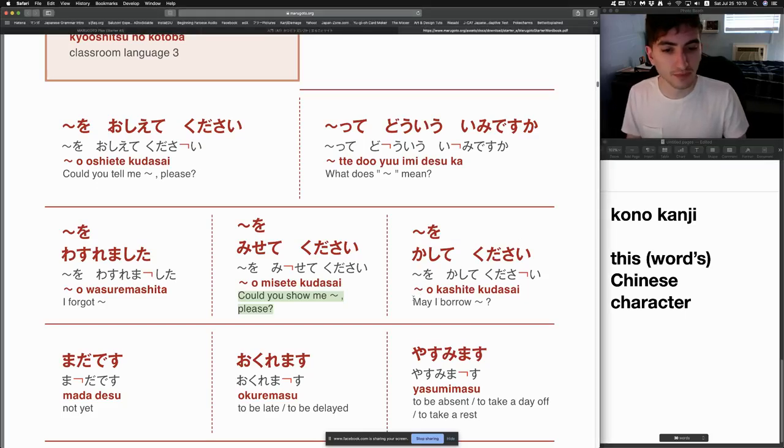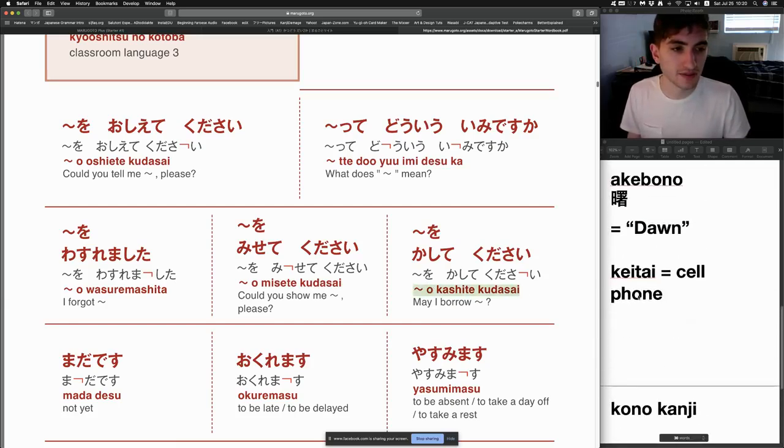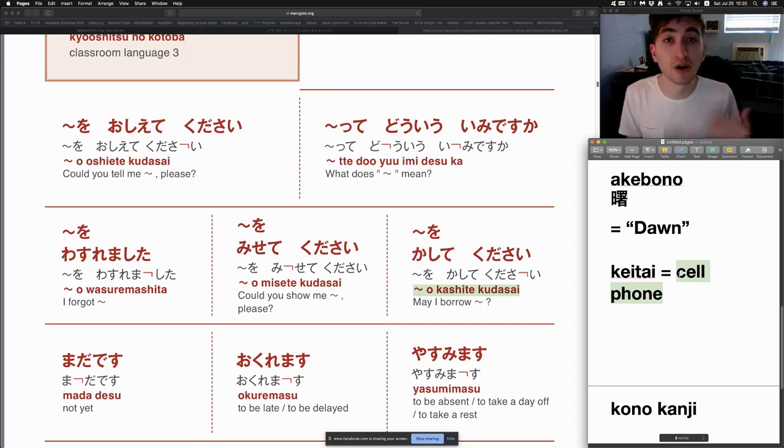What about this one? May I borrow blank? Or may I please borrow blank? Blank を貸してください。Actually, this means more like, could you please lend me, or could you please let me borrow? Something を貸してください。Again, going back to 携帯, cell phone. Could I borrow your cell phone? 携帯を貸してください。Could I borrow your phone?